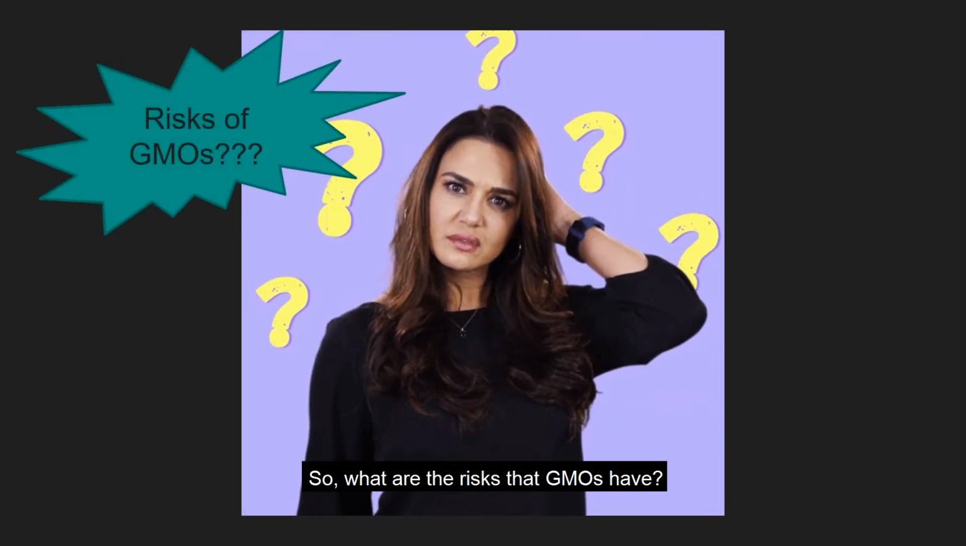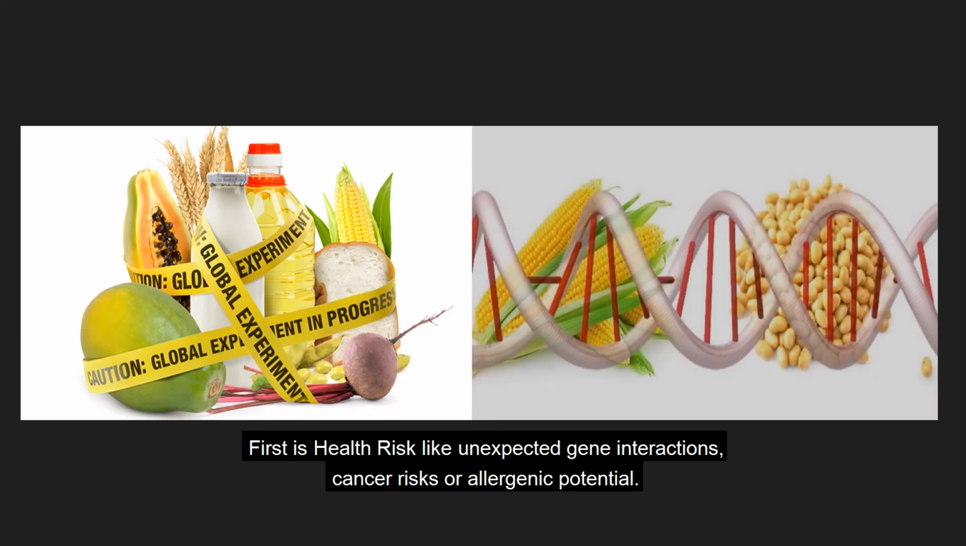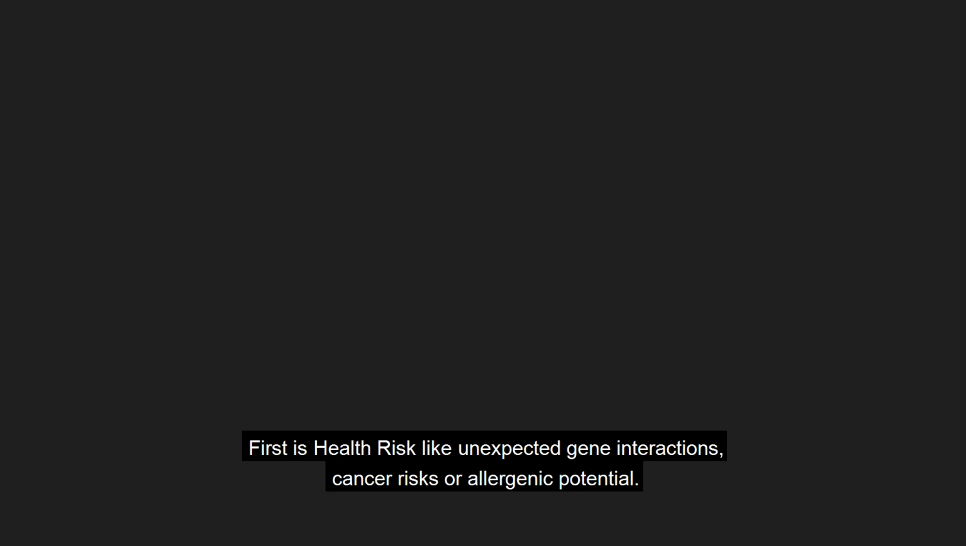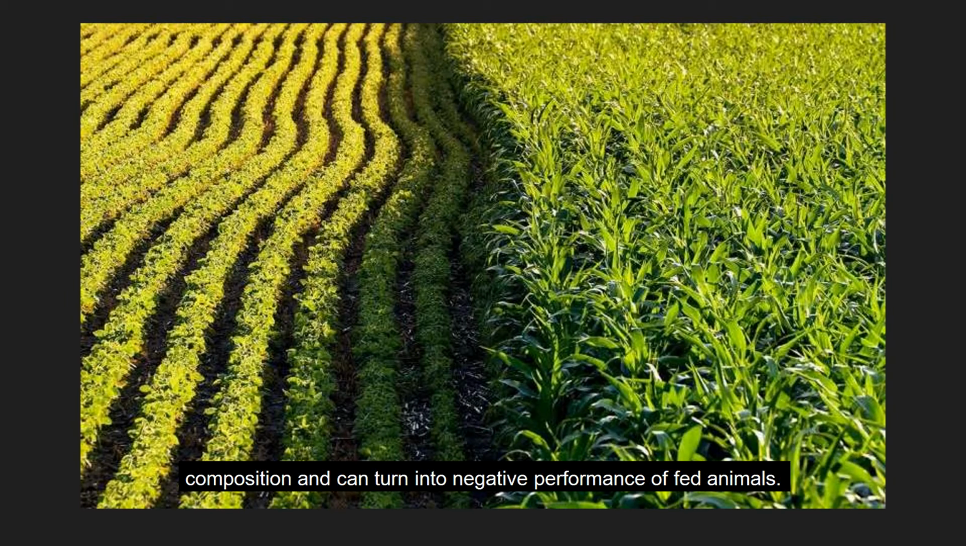So, what are the risks that GMOs have? First is health risk, like unexpected gene interactions, cancer risk, or allergenic potential. Second is environmental risk. Toxicity of gene products may have a negative effect on feed composition and can turn into negative performance of fed animals.